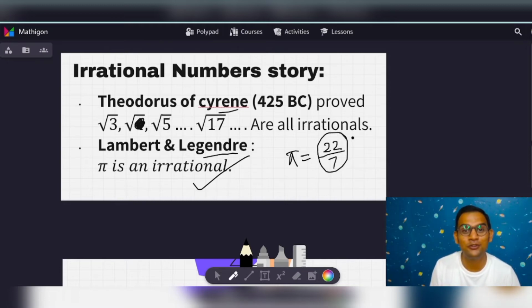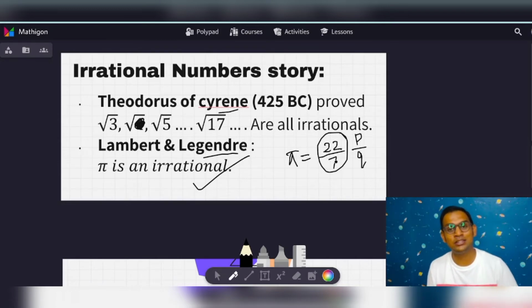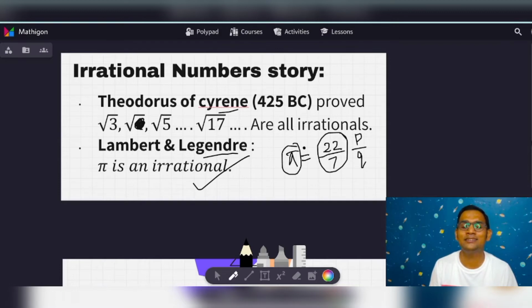This is a p by q form. And p, that is 22, is an integer. 7 is also an integer. But how can we say that pi is an irrational number?